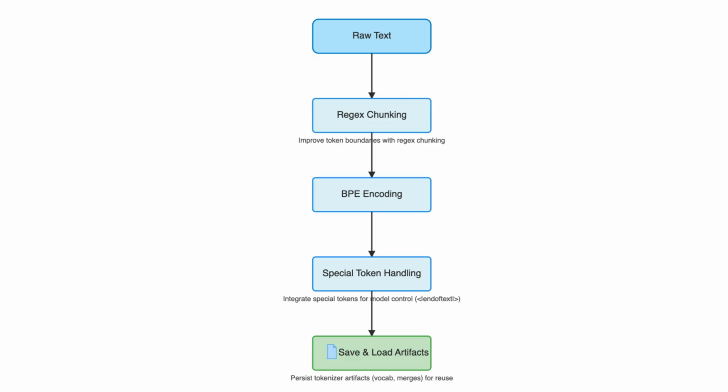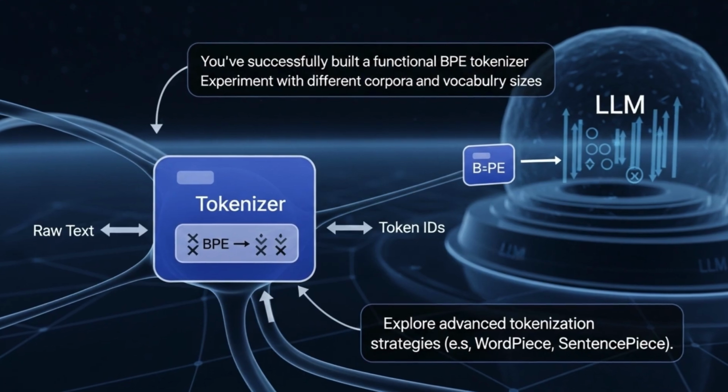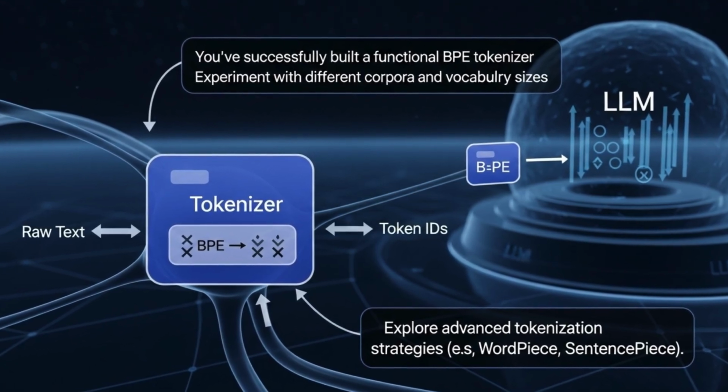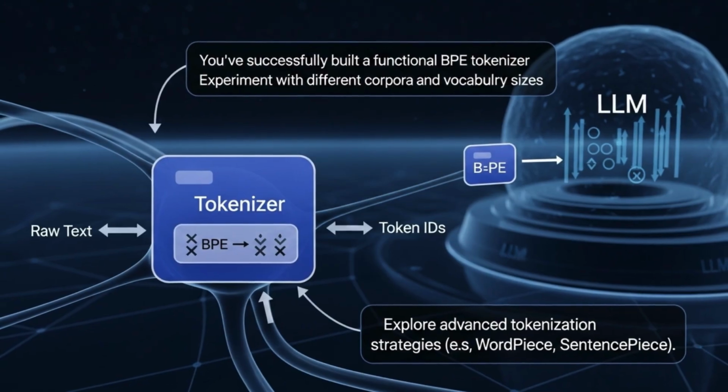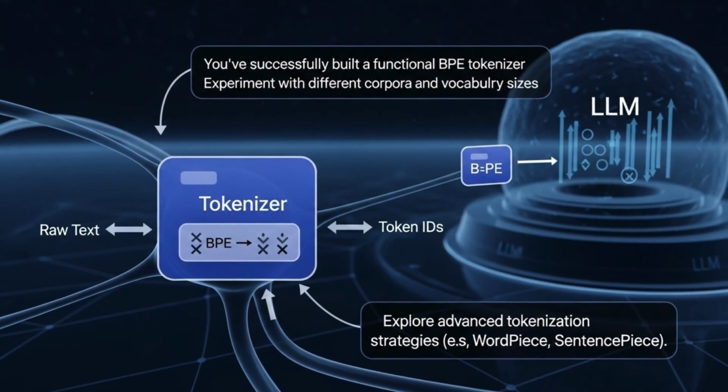Congratulations! You've just walked through the fundamental steps of building a functional byte pair encoding tokenizer from scratch. This is the very same foundation used in many state-of-the-art large language models, including OpenAI's GPT series. You now understand how raw text is transformed into a sequence of numerical tokens that an AI model can process, and how those tokens can be efficiently compressed and then decoded back to human-readable language. This knowledge is invaluable for debugging, customizing, and truly understanding the behavior of modern NLP systems.